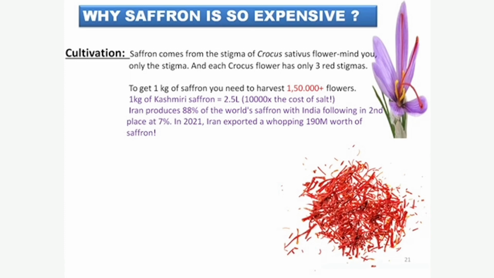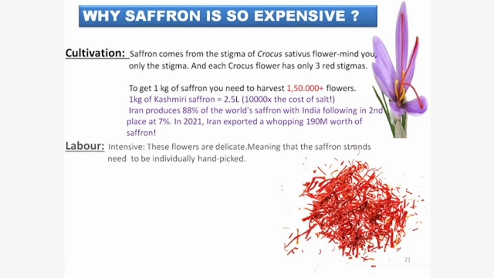And Iran produces 88% of the world's saffron, with India following in second place at 7%. And in 2021, Iran exported a whopping $190 million worth of saffron.